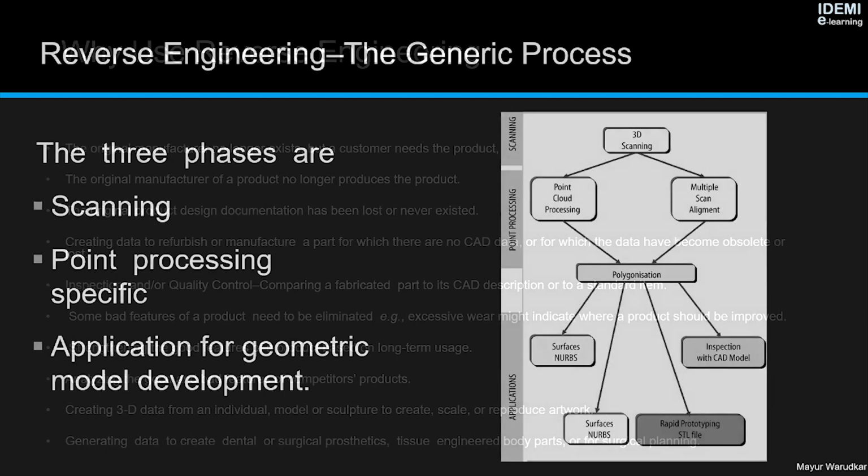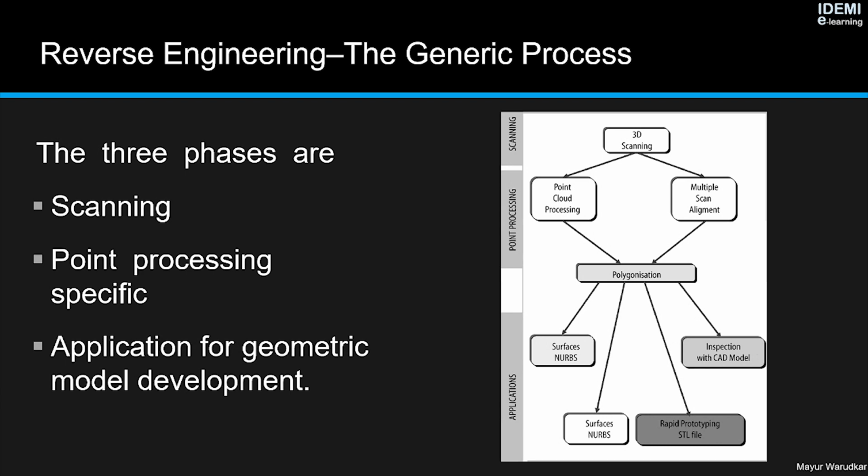Reverse engineering, the generic process. The generic process of reverse engineering is a three-phase process. The three phases are scanning, point processing, and application-specific geometric model development. Phase 1: Scanning.